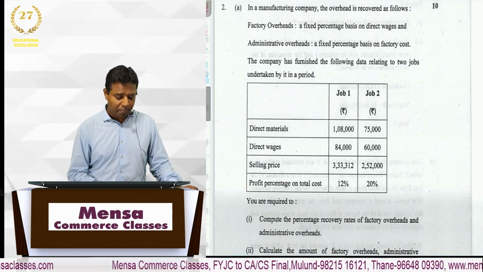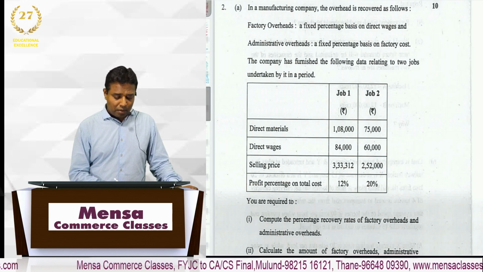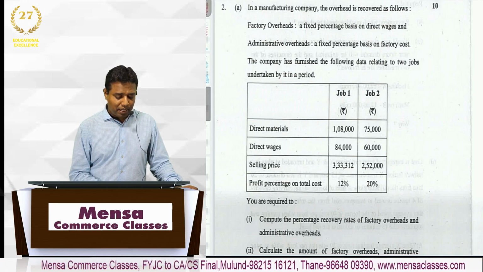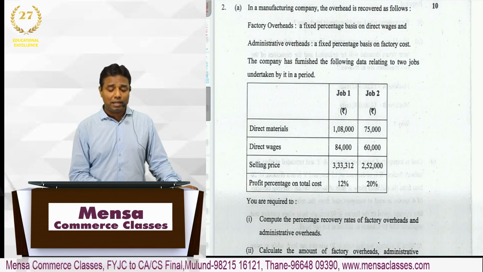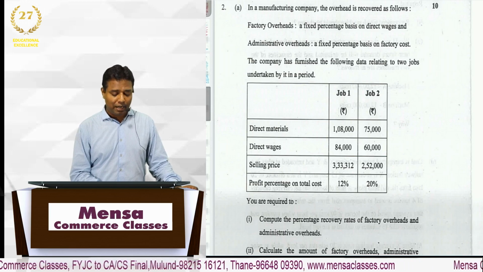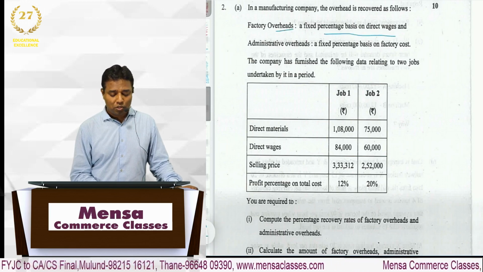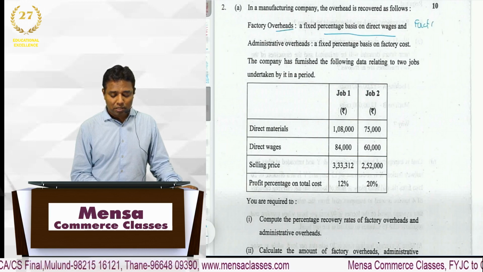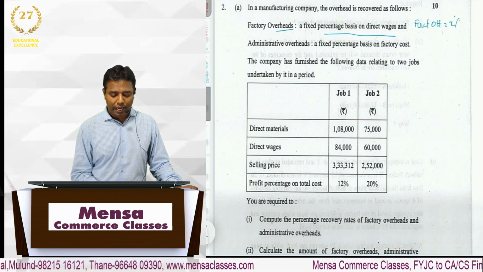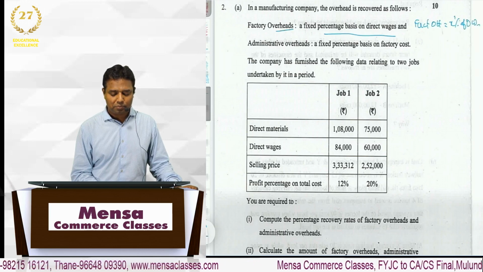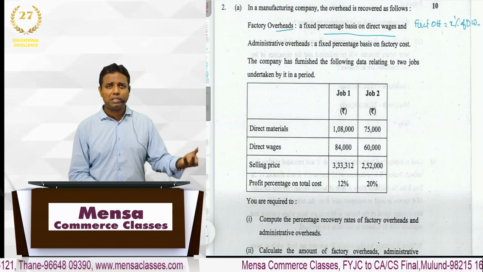What is given here? In a manufacturing company, the overhead is recovered as follows. Factory overheads is a fixed percentage on direct wages. So how do they recover factory overheads? They will say factory overhead is, you can say, X% of direct wages, whatever percent we don't know.